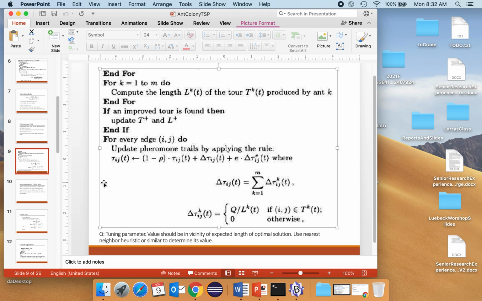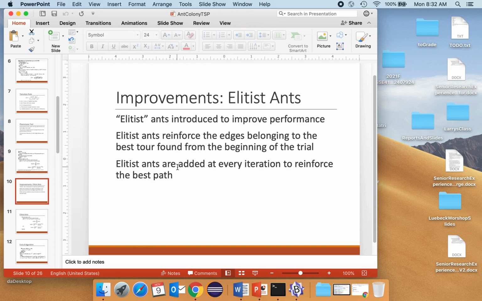We updated the pheromones. Now again, let me explain E here, which stands for elitist ant. So similar to genetic algorithms, where some of the variations keep an optimal solution in the populations, they either automatically get to the next population or they get to mate with some of the other entities of the population. We do the same thing over here. So elitist ants are added at every iteration to reinforce the best path. So that's the idea. They reinforce the edges belonging to the best tour found.